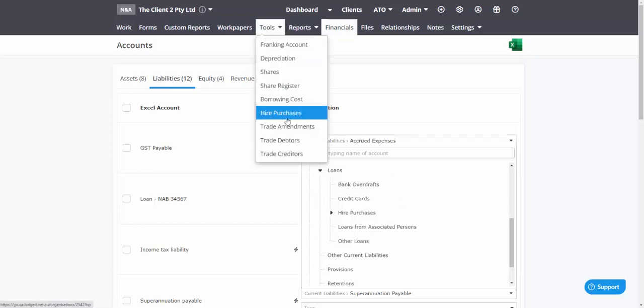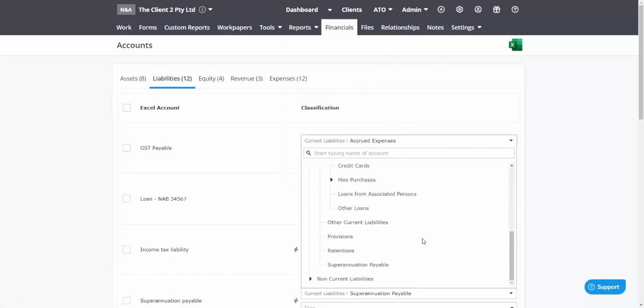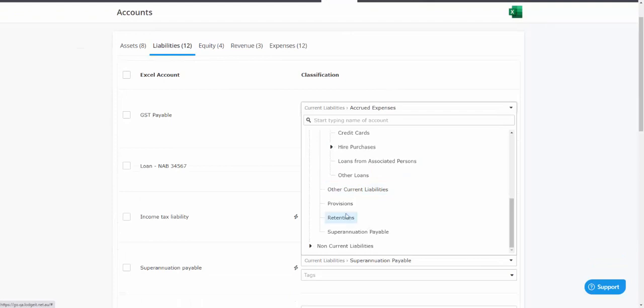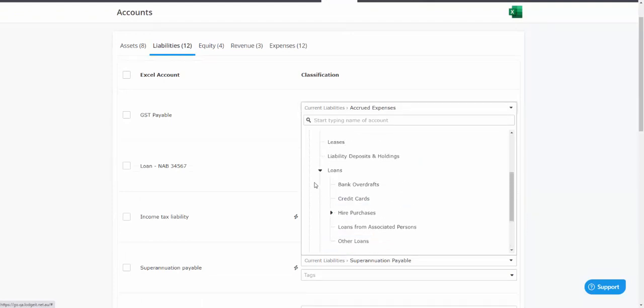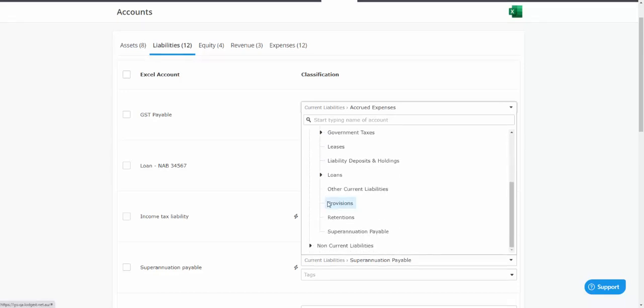Noting that we do have hire purchase calculators here and reports here where you can see both the current and the non-current components if you wish to break out your hire purchases. Not everyone does. Typically for smaller businesses, it's not such a big deal if you don't. Provisions, any sort of provisions that you're making for future liabilities. So we're still in the current liability section here, right? So current liability.